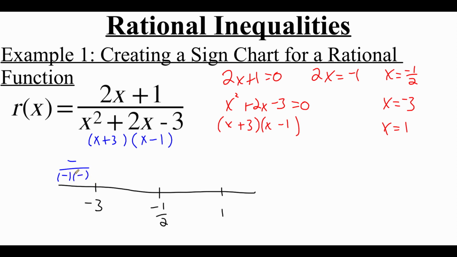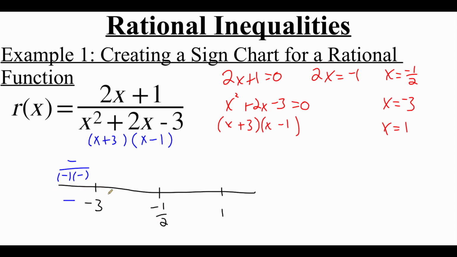Now on the bottom, if I multiply these two negatives together, negative times negative turns positive, but then I still have this extra negative on top, so negative divided by positive will give me a negative answer. So if I plugged in any value left of negative 3, my answer would always be negative.